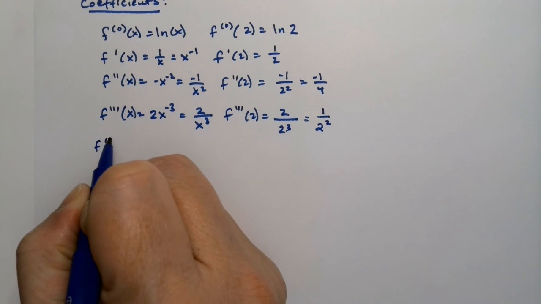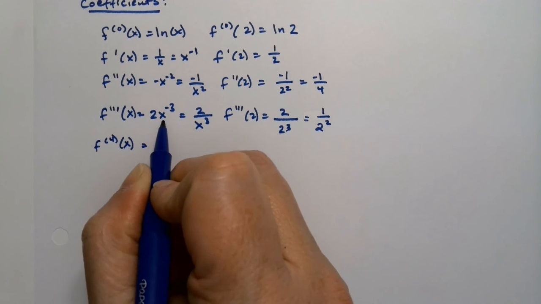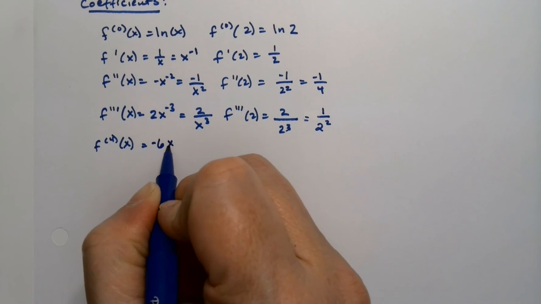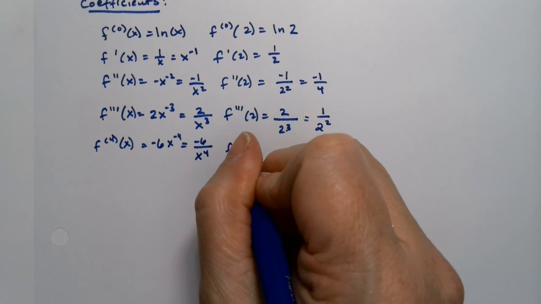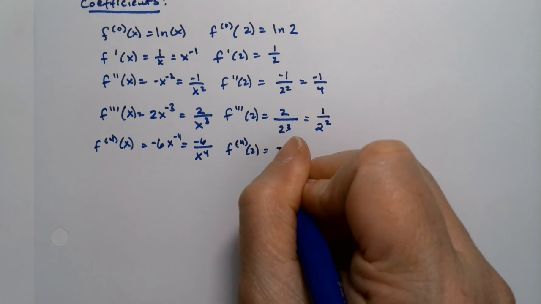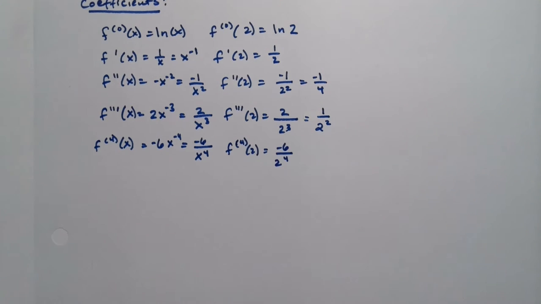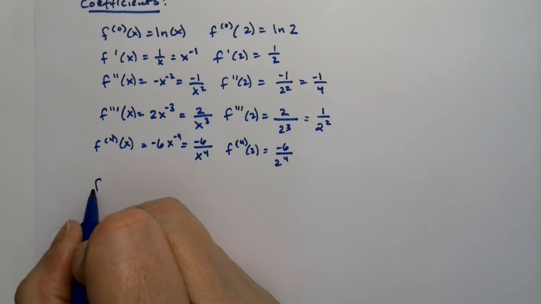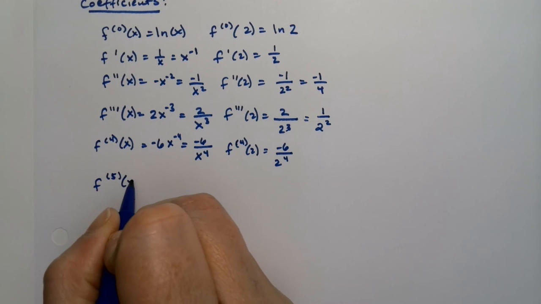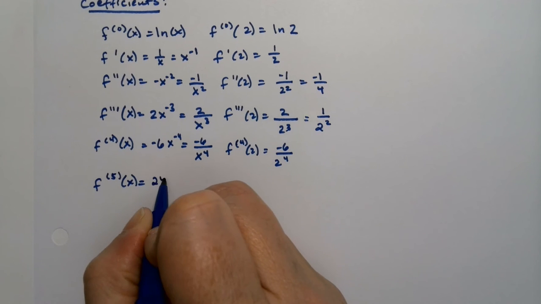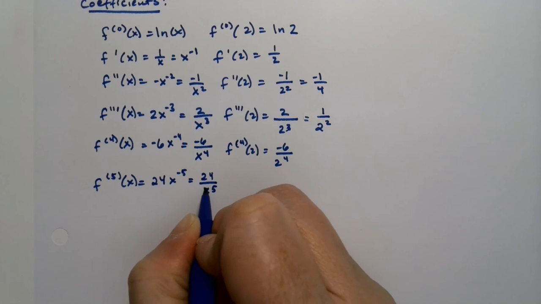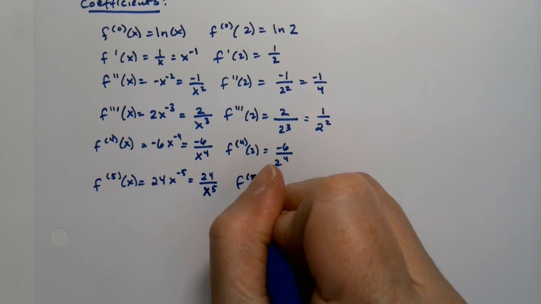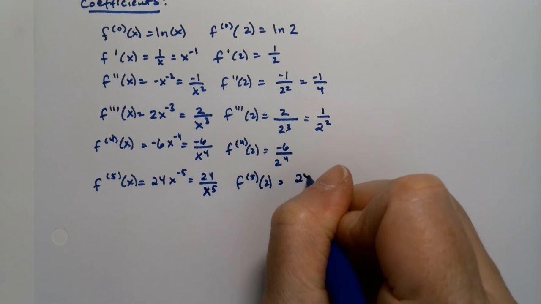All right, fourth derivative. We don't have enough yet for this pattern, so you got to kind of see how this is going to work. So this is going to be negative 6 x to the negative 4, which is negative 6 over x to the 4. So the fourth derivative at 2 would be negative 6 over 2 to the 4. Interesting. And then, of course, you could reduce, but I'm not going to because I think I see the pattern. So this would be 24x to the negative 5, or 24 over x to the 5th. So the fifth derivative at 2 is 24 over 2 to the 5th.